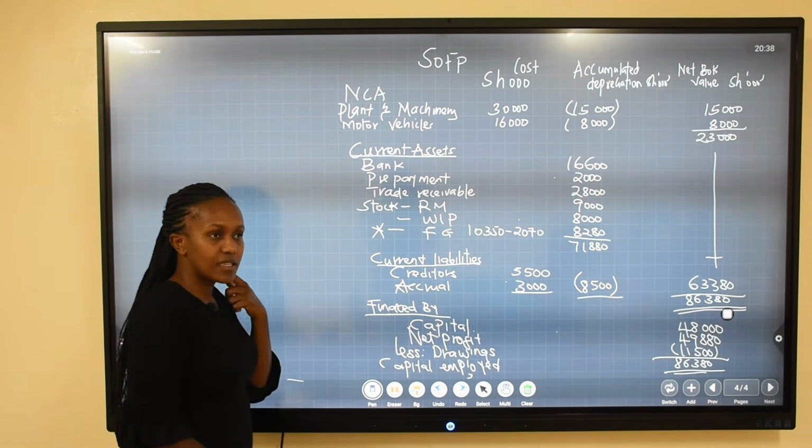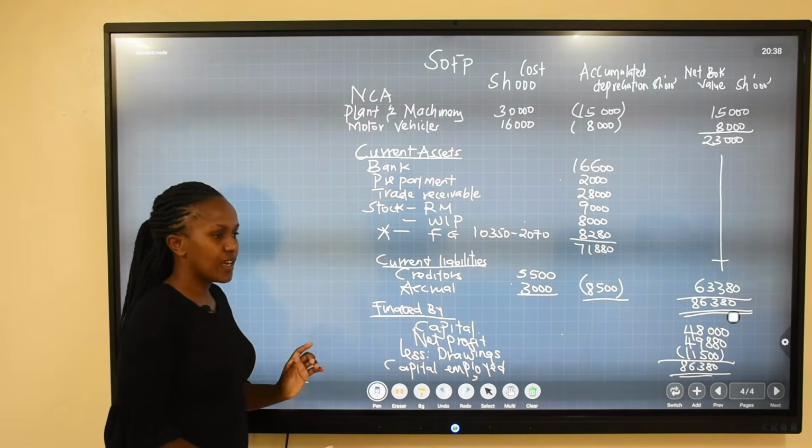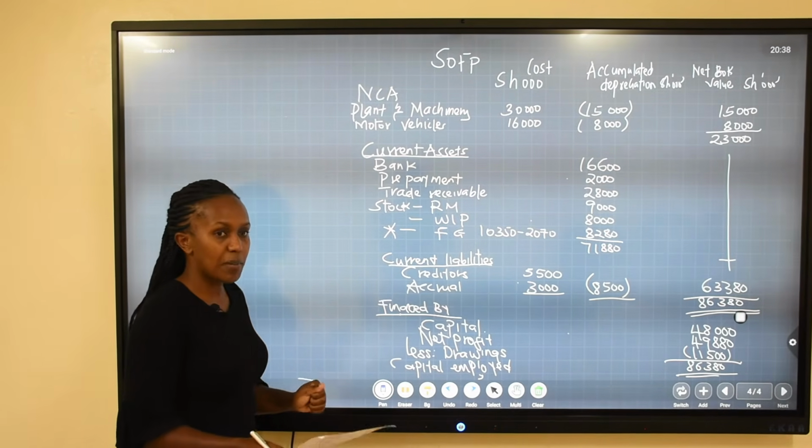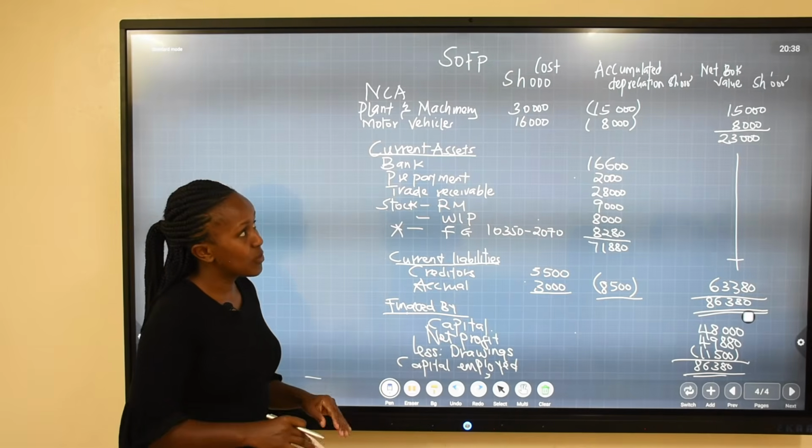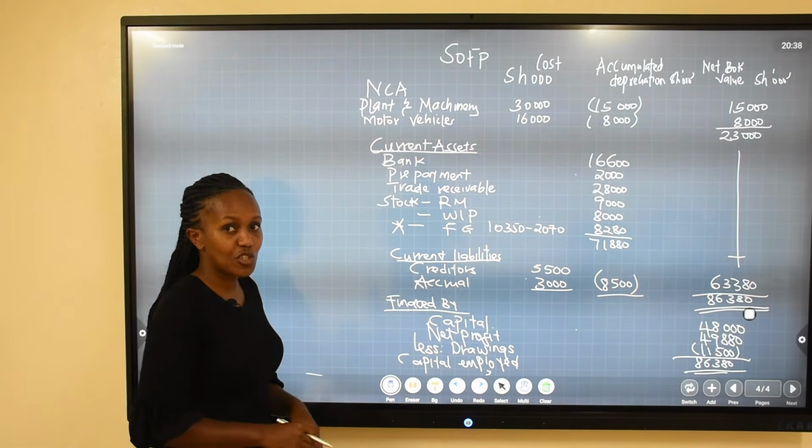So that marks the end of the manufacturing statements. We have noted you have to prepare a manufacturing statement, a trading profit and loss account, and a statement of financial position.